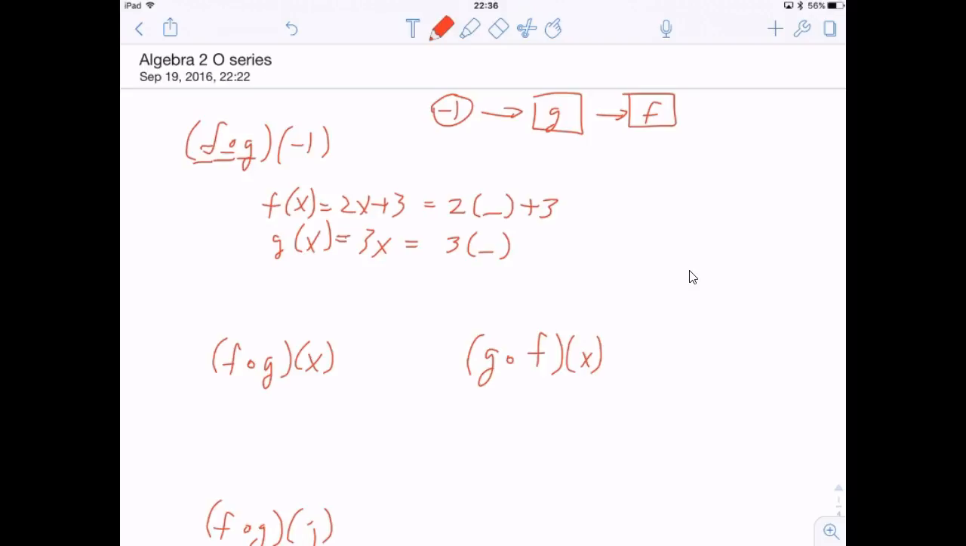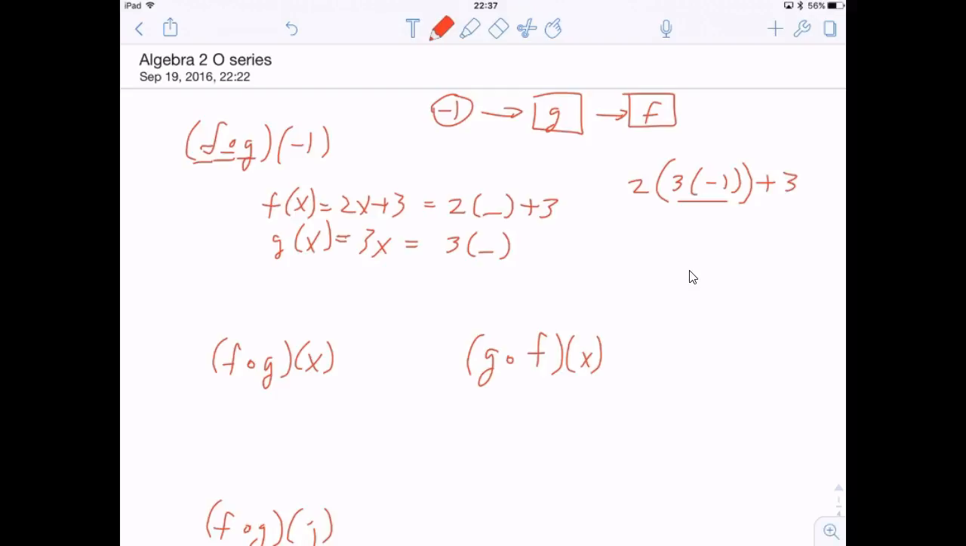Okay, so we're going to take our -1, and then we're going to put it inside the g function first, because it's f follows g. So we're going to have 3 with -1 fed to it. Okay, that's g. And then we're going to feed that to the f function. So we're going to put that in the input of the f function. So we're going to have 2 times that plus 3.